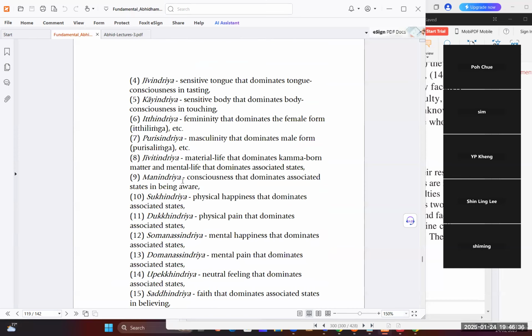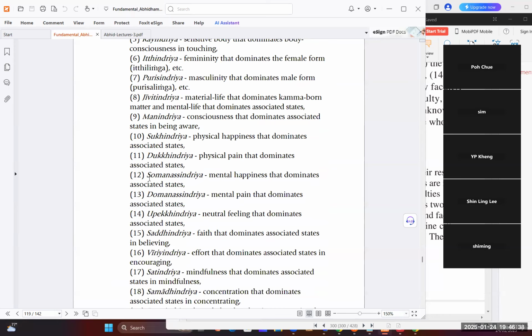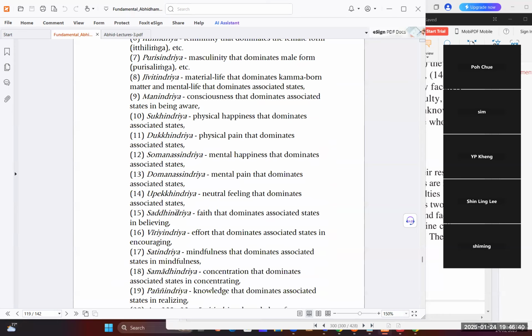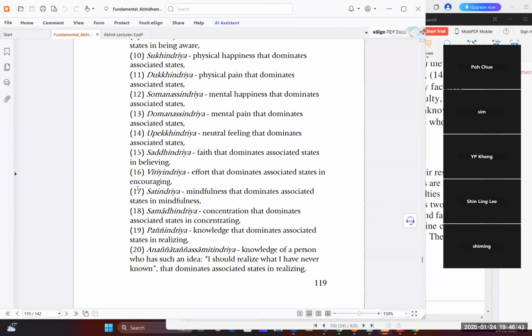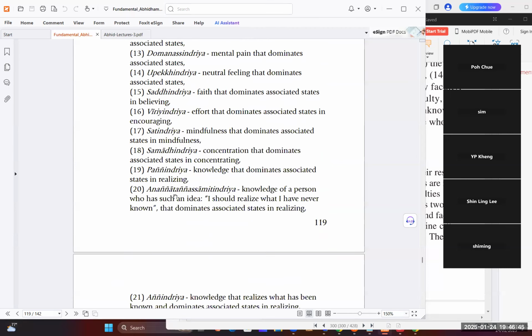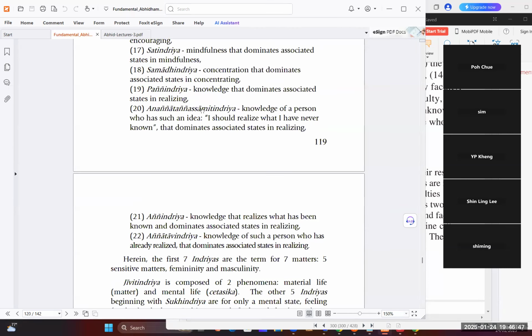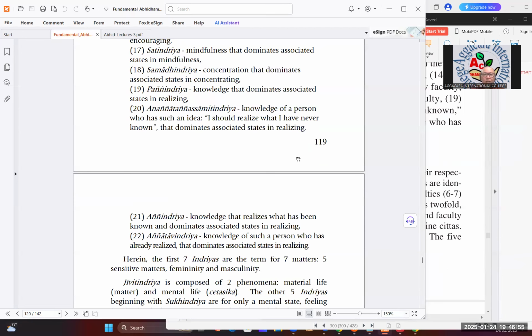Manindriya is citta. Okay. Then 10, 11, 12, all these are feelings. And then 15, 16, all these are 5 faculties. And the last 3 are actually to do with the enlightenment knowledge. All right. That's how we go for understanding. Of course, the numbers, when you're interested, you can go and count yourself.